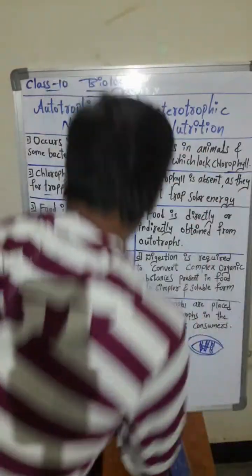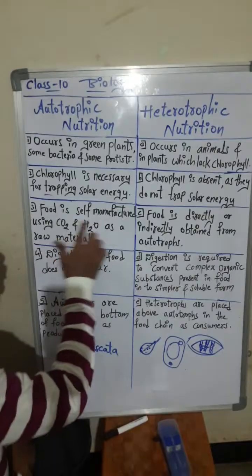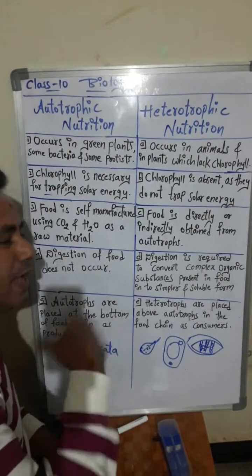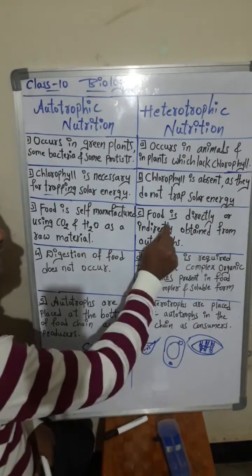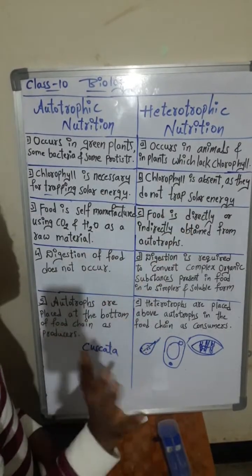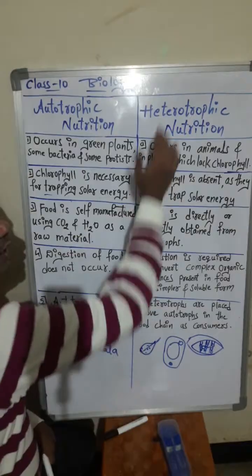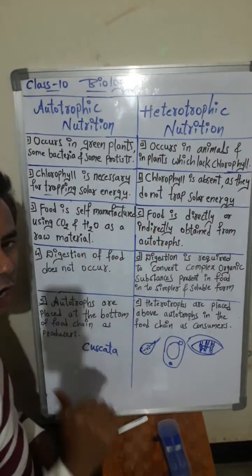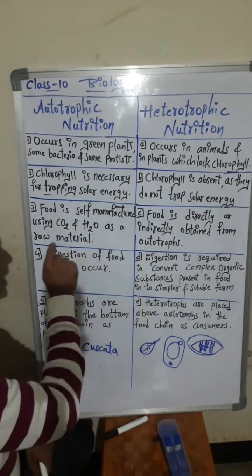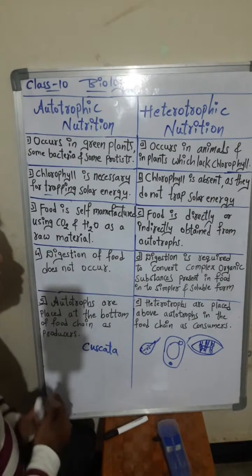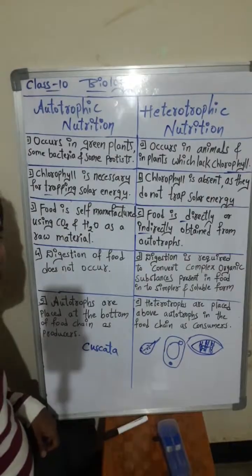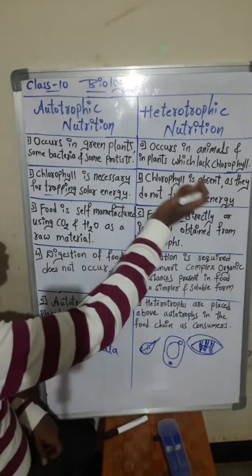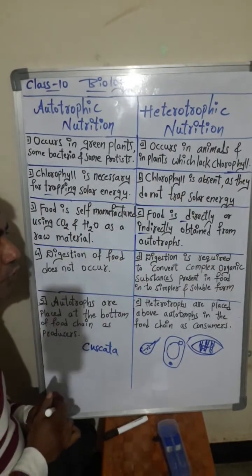So students, food is self-manufactured, prepared using carbon dioxide and water as a raw material. Here, food is not manufactured. These organisms obtain the food directly or indirectly from autotrophs. You are telling directly and indirectly. How are heterotrophs dependent on autotrophs?